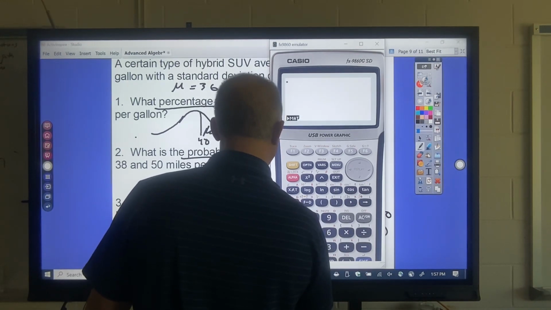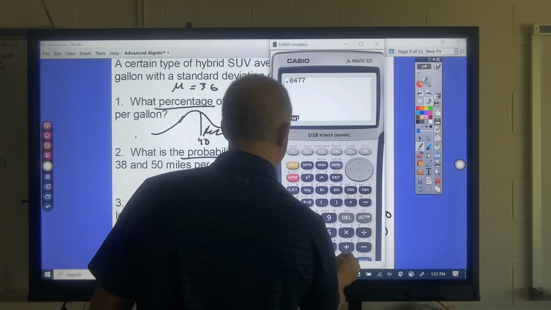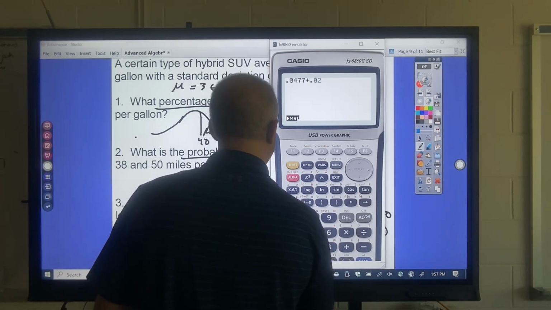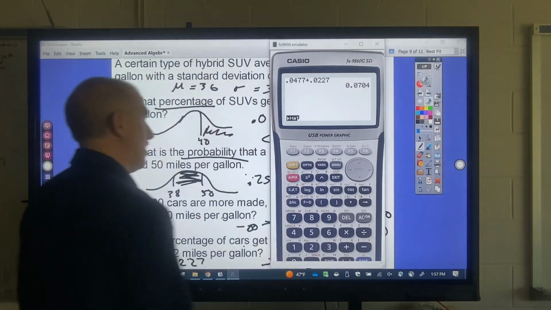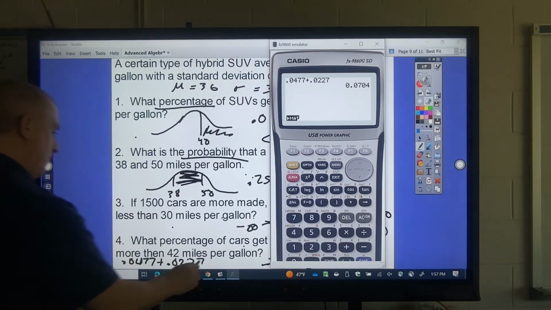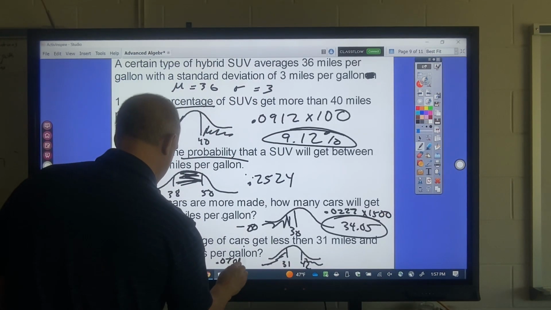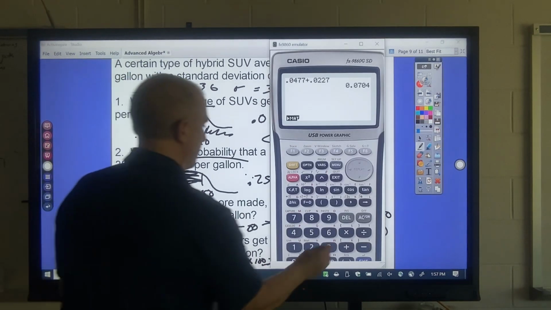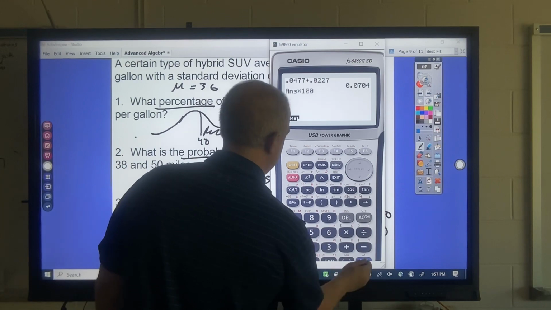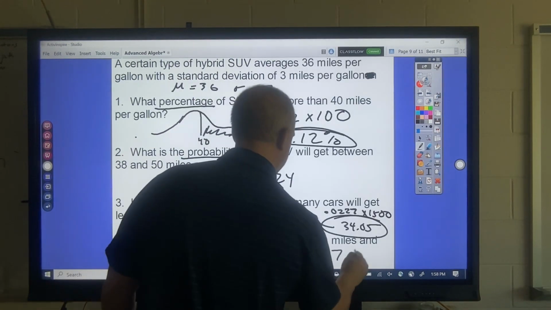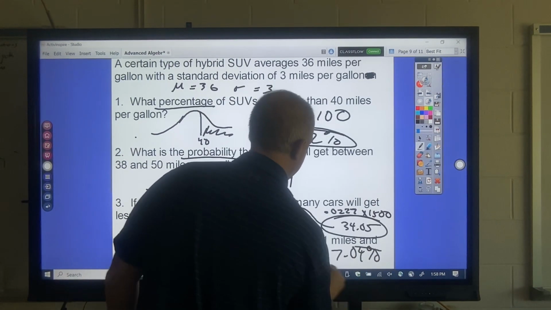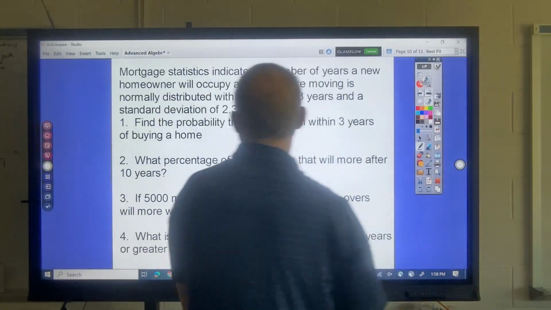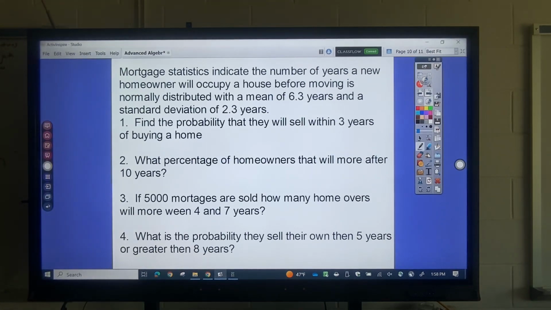So 0.0477 plus 0.0227 gives me a total of 0.0704. Since it says percentage, I'm going to multiply that by 100. That gives me 7.04%.